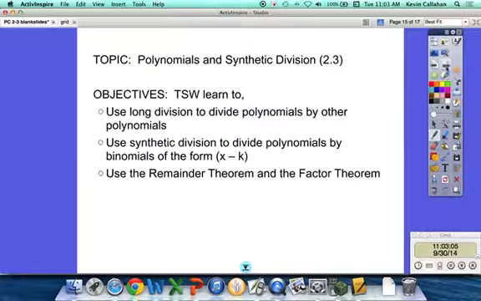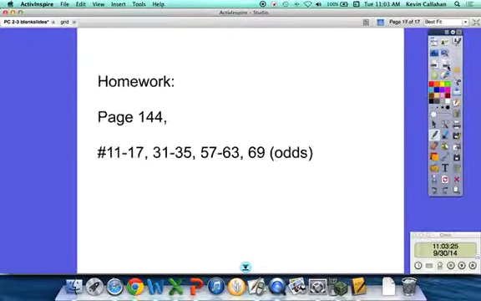I did have my objectives here somewhere. Oh, I remember what happened. So we did long division, we did synthetic division, and we used the 2 theorems. That was it. And that's the homework.